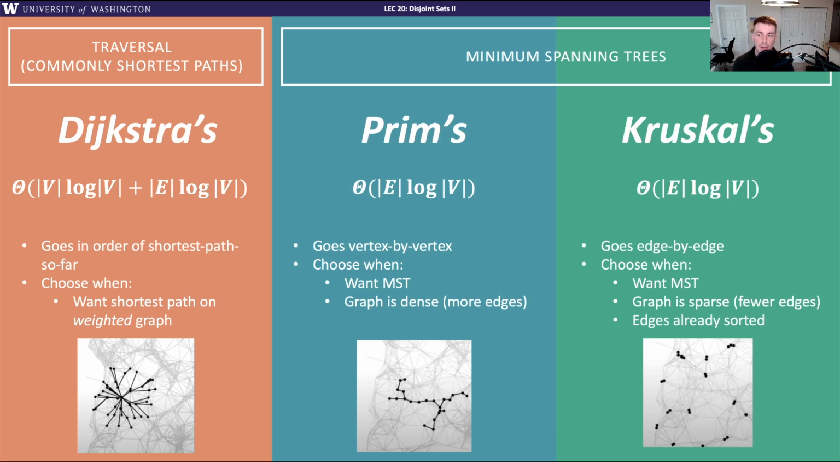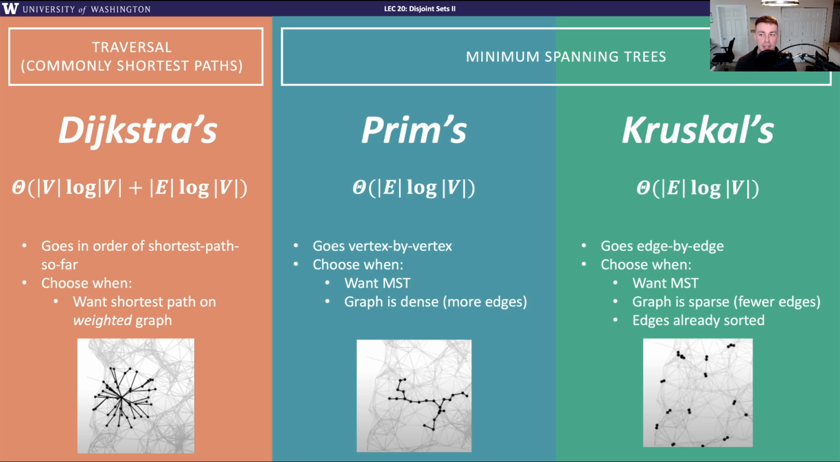And we got this runtime that was V log V plus E log V. You're always going to want to use this whenever you want to find the shortest path in a graph between two nodes. Then we talked about a completely different problem, the minimum spanning tree problem, where we had Prim's and Kruskal's.